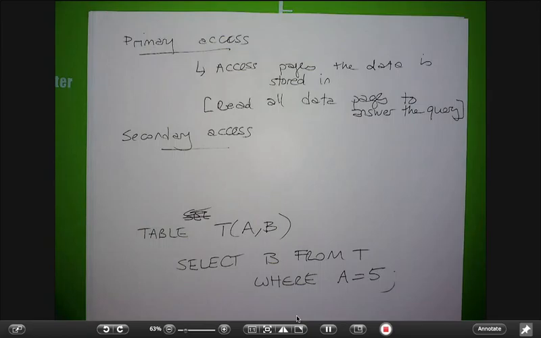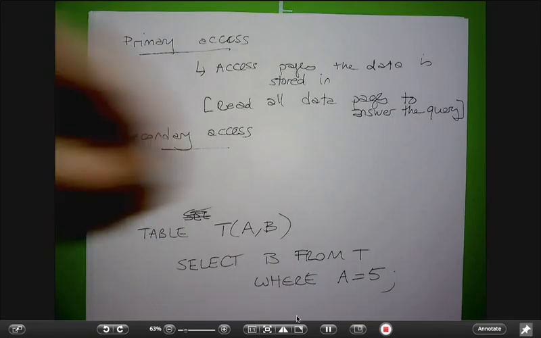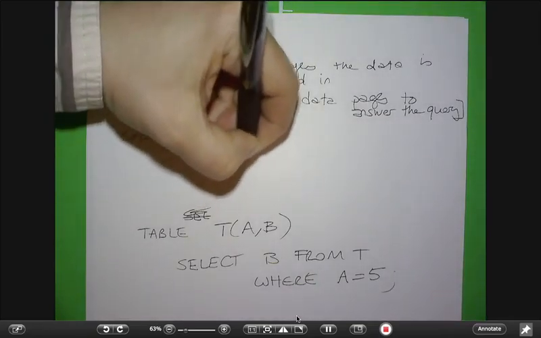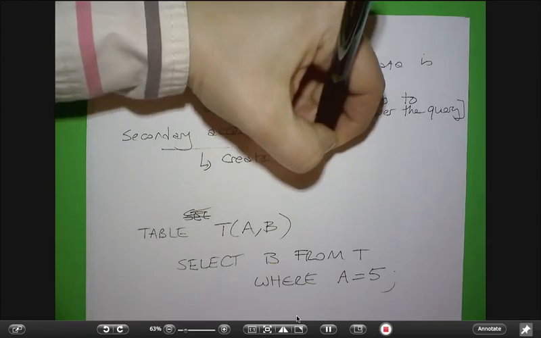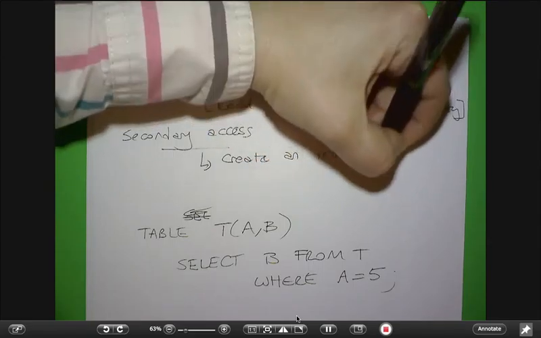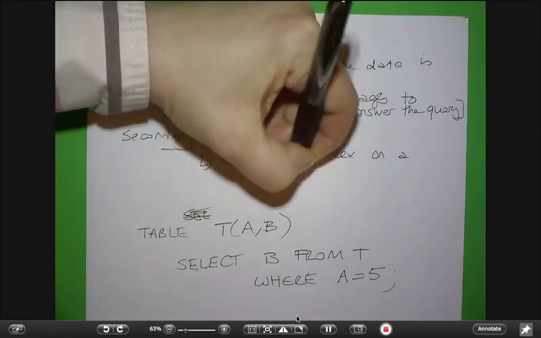Now, primary access is great, but it may be that you have 100 pages of data, but only one of those pages really contains your answer. Is there a quicker way to do that? Well, what you can do is create an additional structure for querying this, a secondary structure, where you can create an index on a search key.